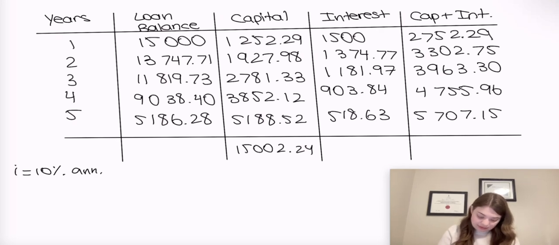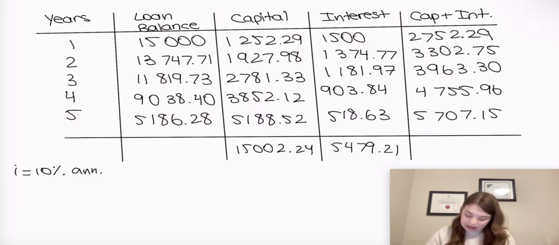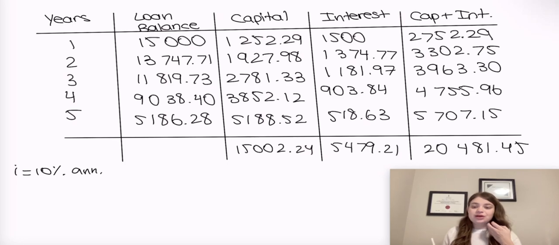And then the interest paid was $1,500 plus $1,374.77 plus $1,181.97 plus $903.84 plus $518.63. That is $5,479.21. And if we add that to the principal, that means that overall we had to pay $20,481.45 in terms of overall payments over time. And so there we go. That is going to be our amortization table for this one, and we'll see you for the next one. As always, if there's any questions, please leave those down in the comment section.